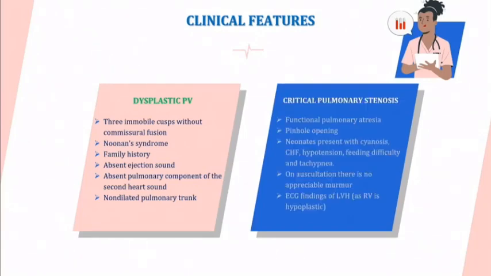And coming to critical pulmonary stenosis, aka pulmonary atresia, here the pulmonary valve is described as a pinhole, and the neonates present with cyanosis, heart failure, hypotension, feeding difficulty, and tachypnea. So on auscultation, there might be barely any audible murmur since there is barely any forward flow across the RVOT. So ECG findings usually reveal left ventricular hypertrophy picture as the RV is hypoplastic.